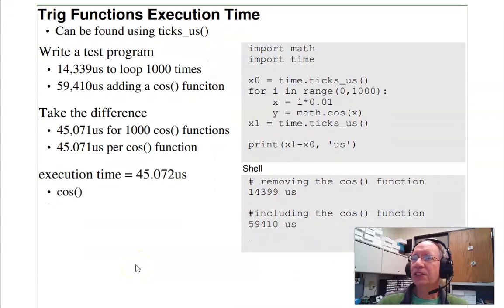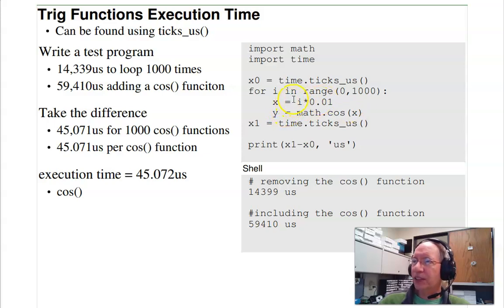Now, trig functions take some time to execute. You can determine how long it takes to find a cosine function by using ticks microsecond. And here what I'm going to do is find 1,000 cosine functions.